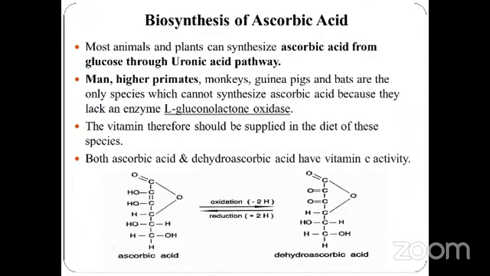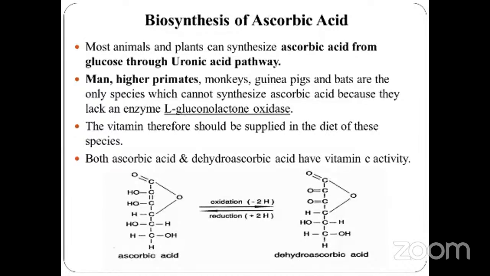See, the most important point: man and higher primates, monkeys, guinea pigs and bats are the only species which cannot synthesize vitamin C or ascorbic acid, because we all lack the enzyme L-gluconolactone oxidase. So we cannot synthesize vitamin C or ascorbic acid in our body because we don't have the enzyme L-gluconolactone oxidase. So this is a very, very important MCQ.